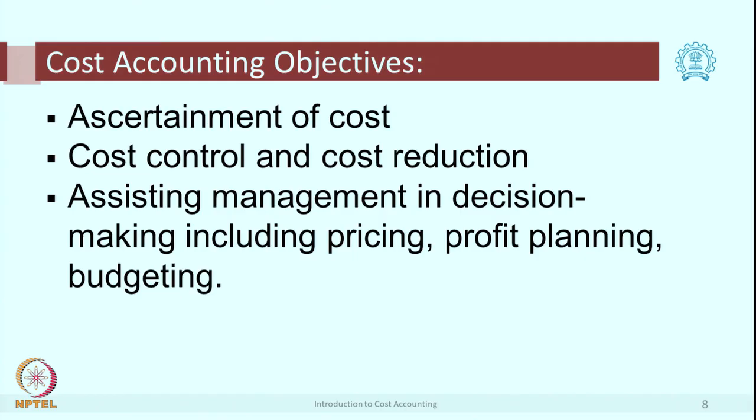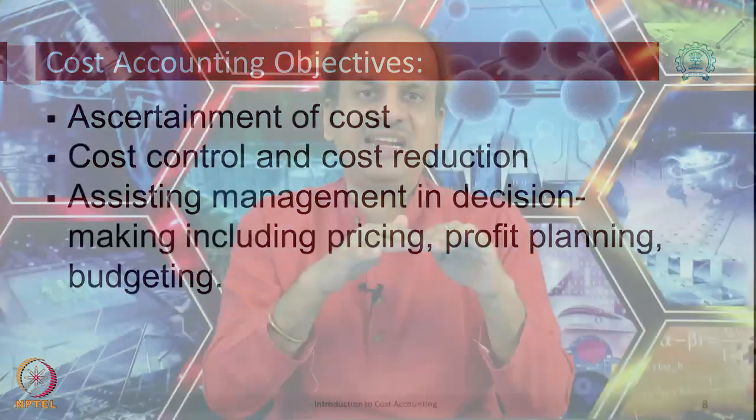Now this detailed ascertainment is used for cost control. So certain standards are set or budgets are laid down, then actuals are compared with the norms or the standards. And efforts are made to see that actual cost does not exceed what is permitted or what is budgeted. So cost control exercise is done, cost reduction is also done so that we have permanent benefit of lesser costs.